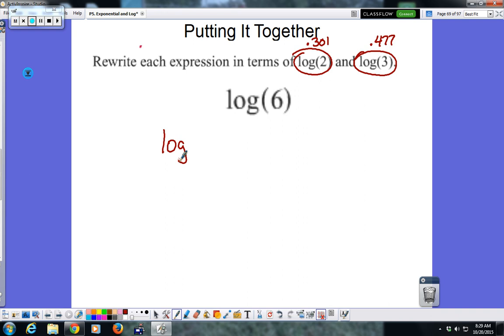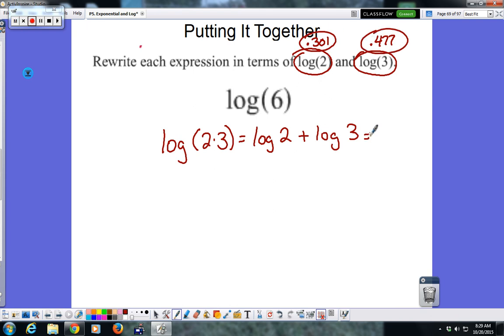I can rewrite the log of 6 as what? 6 is the same thing as 2 times 3. Since 6 is 2 times 3, how could I rewrite from my product rule the log of 2 times 3? That'd be the log of 2 plus the log of 3. Perfect. So how do I find the log of 6? I add this number plus this number. And I believe I would get approximately 0.778. So the log of 6 should be 0.778. It's the log of 2 plus the log of 3. That's it.